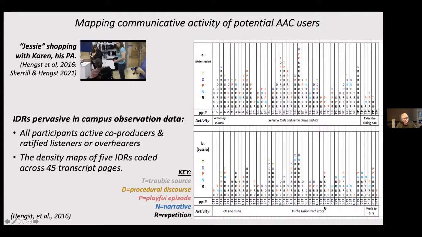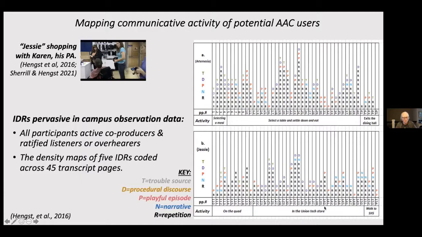IDRs. So these density maps then display that coding, the coding we did for 2 of the participants across about 30 minutes of their interaction. The bottom row describes the general activity. The next row labels columns by transcript pages. We simply counted the number of codes identified on each page, and then listed them by letters above each page number. So the density map on the bottom shows the 30 minutes of stretch from Jesse's talk.